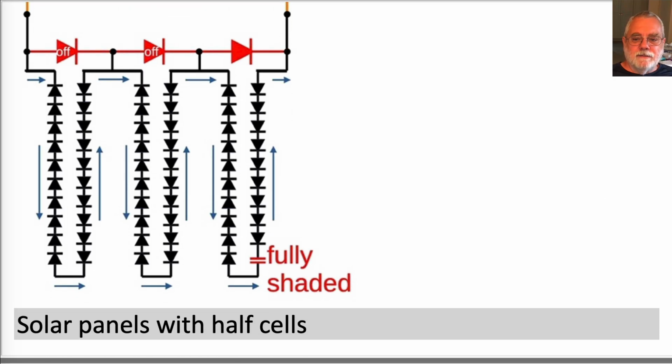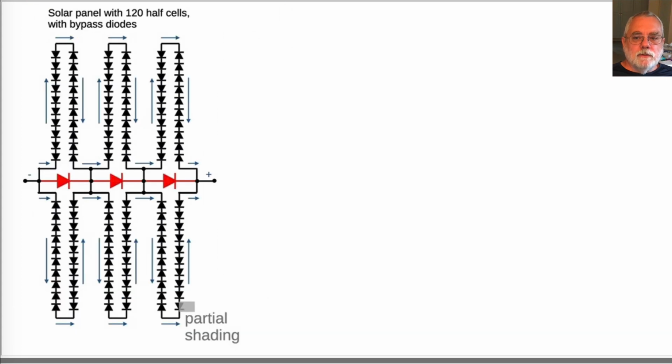Solar panels with half cells. Some solar panels implement half cells, with half the current and twice as many, in the following configuration, with bypass diodes. This diagram shows 120 half cells in 6 strings, series connection of 3 parallel pairs with 3 bypass diodes. I think I should leave it to you to analyze whether this design is an improvement under different shading conditions.